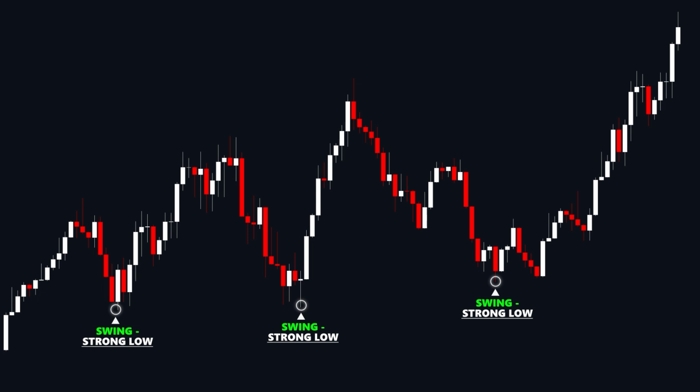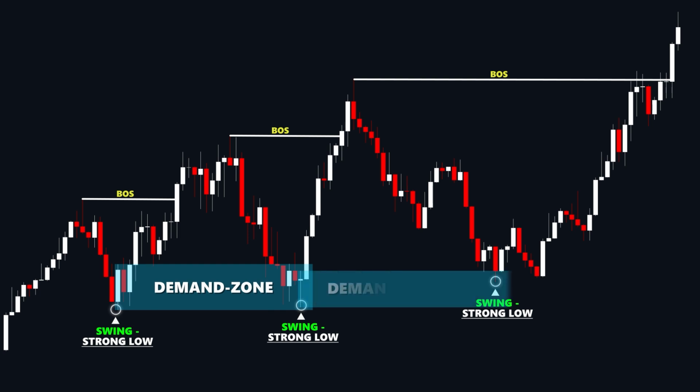These are what we call strong lows. See how price dips into these areas, but buyers step in and push it right back up. These strong lows act like support. The market respects them, and they help keep the uptrend alive.